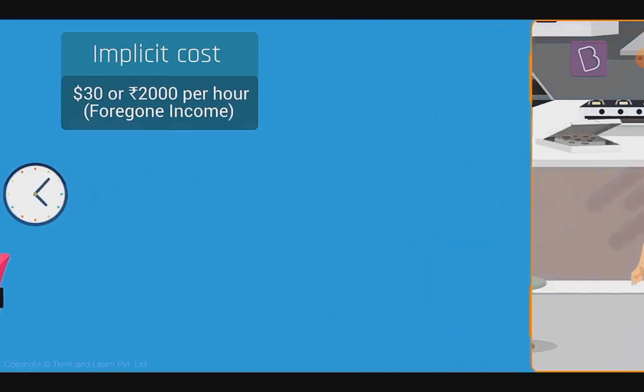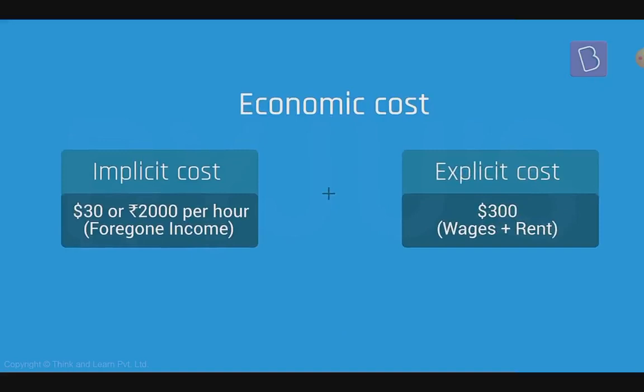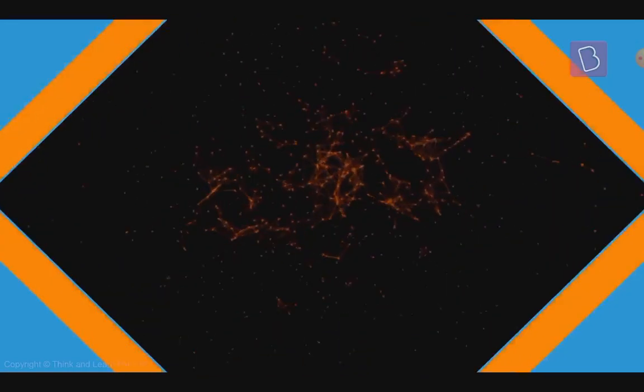Thus, the total economic cost of Rohit's business would be the sum of his explicit and implicit costs. Now, this distinction between explicit and implicit costs highlights an important difference between how economists and accountants analyze a business.